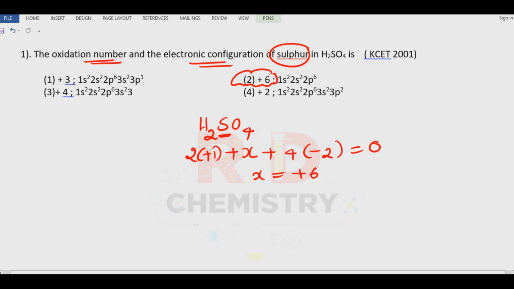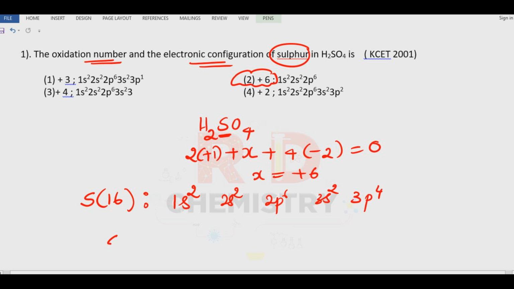Suppose there were two options with +6 and we needed to find the electronic configuration. For that, what should we do now? The sulfur atomic number is 16. Students, you must remember the atomic numbers also. Okay, sulfur is 16, so I can write 1s2, 2s2, 2p6, then 3s2 and 3p4. So there are 16 electrons.